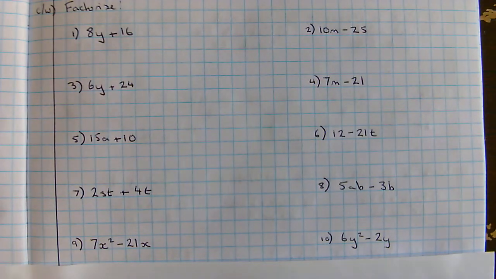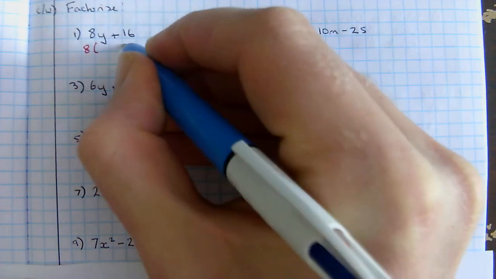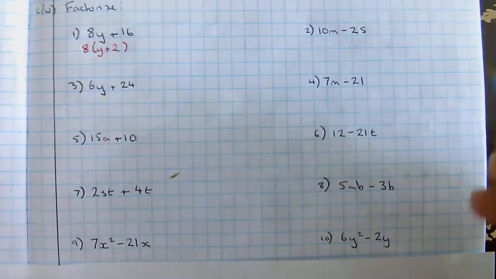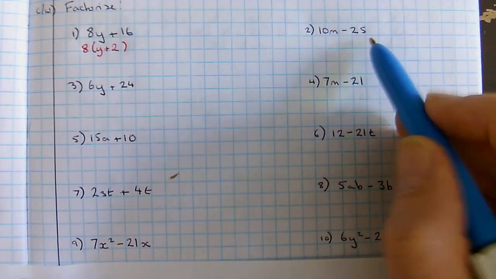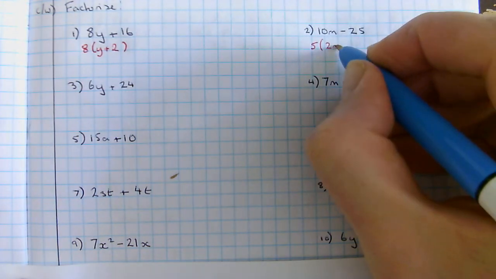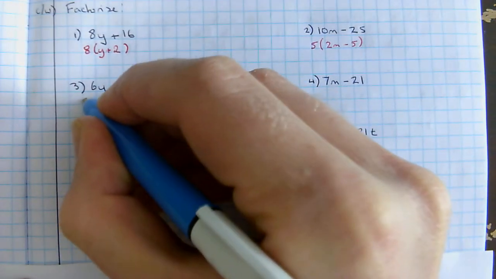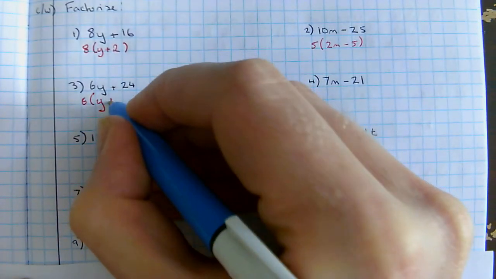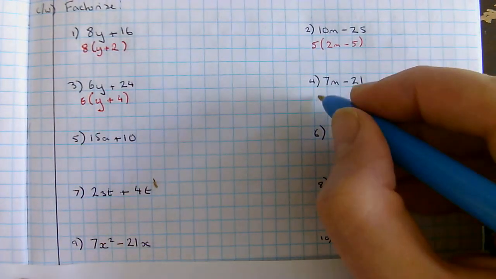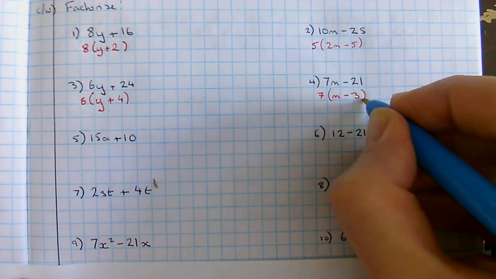Okay, so for the first one, I can see that 8 goes into both 8 and 16, so 8 comes out of the bracket, and inside I'm going to need y plus 2. For the second one, I've got 10m take away 25, both of them are in the 5 times table, so 5 comes out, and I've got 2m take away 5. Here, both are in the 6 times table, so I've got 6 outside the bracket, y plus 4 inside the bracket. Here, both 7 and 21 are in the 7 times table, so I've got 7 outside the bracket and m take away 3 inside the bracket.